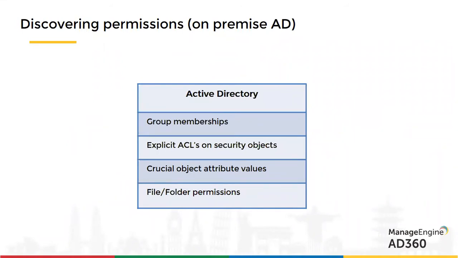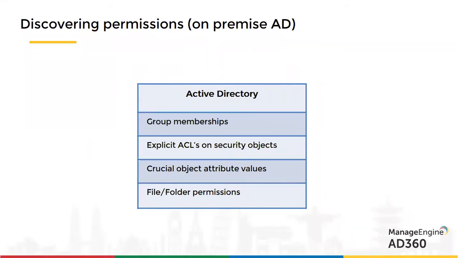Right? The first thing that I would like for you to look into is your group memberships, because groups make or break your Active Directory. Groups give access to files and folders, groups give access to applications, groups give access to other Active Directory resources, and it's important that you monitor group memberships. Right? The other thing I would like for you to look into is explicit permissions on your Active Directory security objects. The third thing I would like for you to look into is your object attribute values.